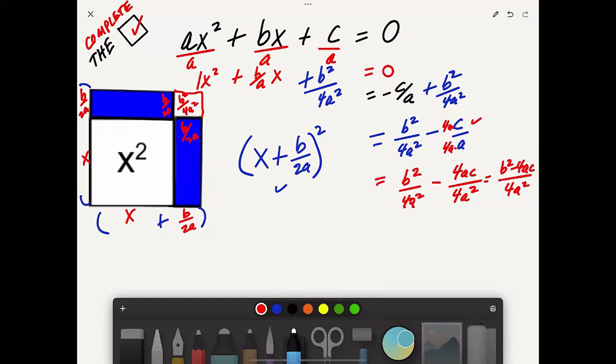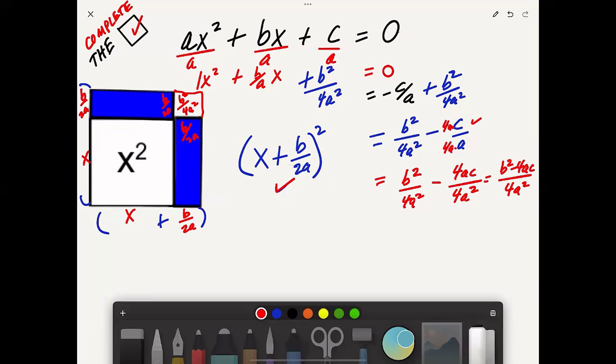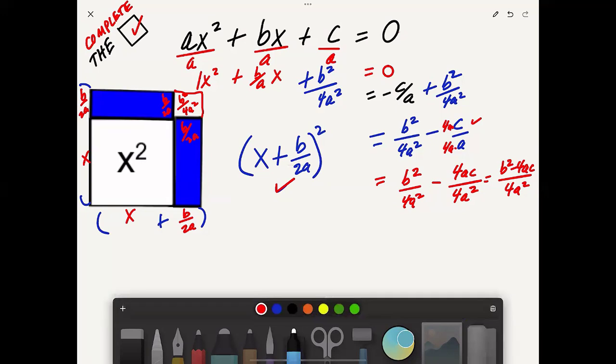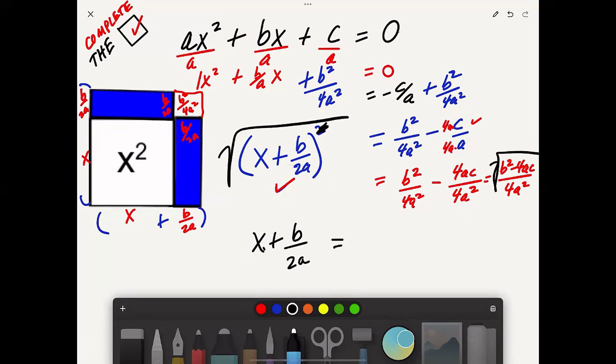Now we're almost done. Remember, once we get the completed square this way, and now we have the other part here, we can take the square root of both sides. So let's do that. I'm going to take the square root of this side, and I'm going to take the square root of this. On this side, since they're inverses, it's just going to be x plus b over 2a. And then on this side, it's going to be plus or minus, and I'm going to do these in two parts. This is going to be b squared minus 4ac on top.